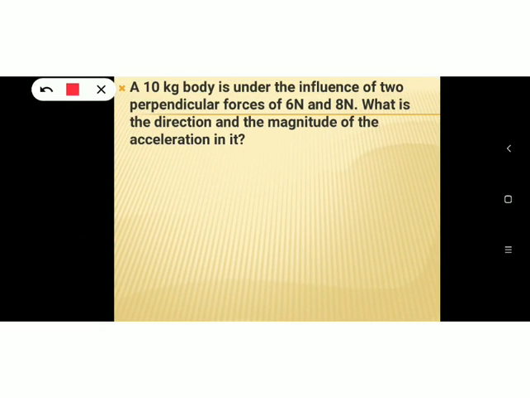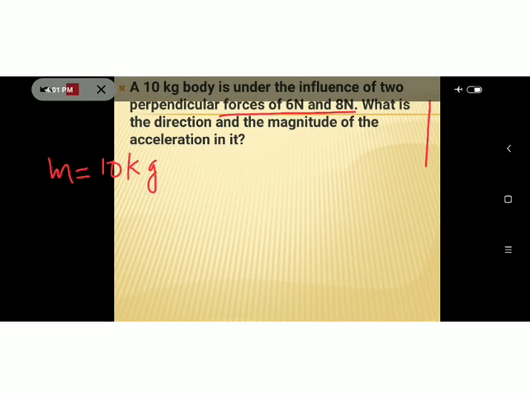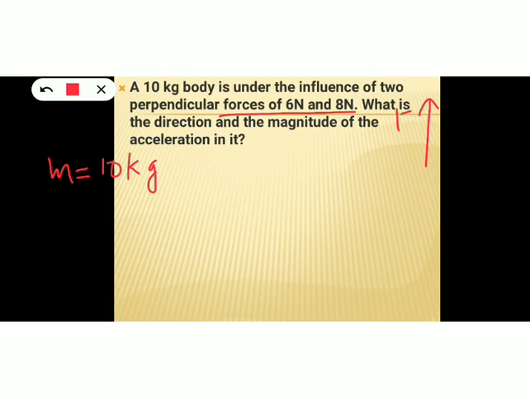Now, this is the third numerical. A 10 kg body is under the influence of two perpendicular forces of 6 Newton and 8 Newton. What is the direction and magnitude of the acceleration in it? So here mass of the body is given. Mass of the body is 10 kilogram and two perpendicular forces are given. That means if one force is acting along this direction, suppose this is the first force 6 Newton, then another force will be acting in the perpendicular direction like this, 8 Newton. Okay, so what is the direction and magnitude of acceleration in it?